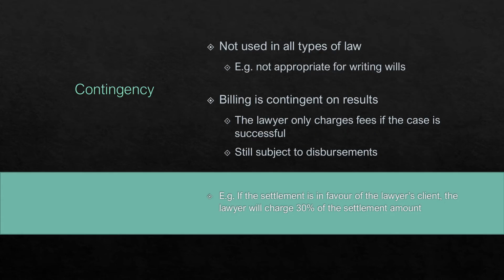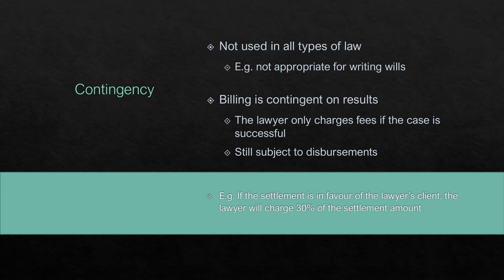When a lawyer takes a file on contingency, it means he or she will only bill the client if the matter is successful. This means the billing depends on the results of the case. If the case is not successful, the client doesn't pay a bill, except for the possibility of disbursements. Contingencies aren't used in all types of law. It's not appropriate for something like writing wills, because how would you determine whether or not the will is successful? Personal injury lawyers tend to use contingencies, because those types of cases often end with a settlement.